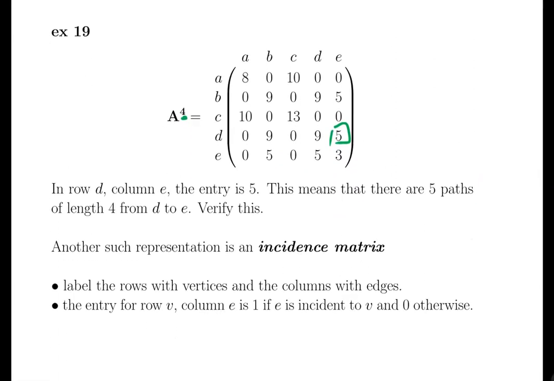Another type of matrix associated with a graph is called an incidence matrix. So this one's a little different. You label the rows with the vertices, and the columns are the edges. So you have to label everything here, edges and vertices. And the entry for row V column E is 1 if E is incident to V, otherwise it's 0.